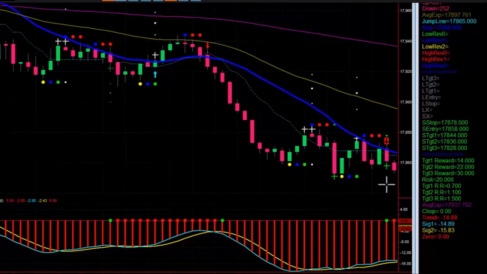Of course, it's come down a long way. It's also extended far off the 50 EMA, and there's a good chance that it's going to want to come back up to it. Remember, it exceeds the distance between the 50 and the 200. So we have to be wary of taking more short trades.